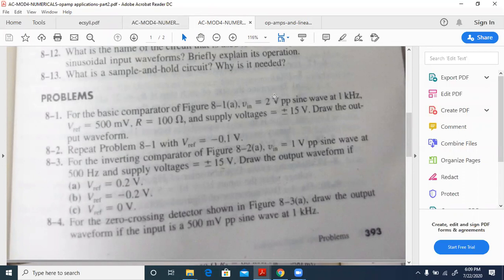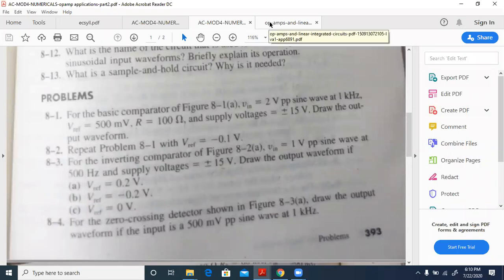So peak to peak is 2 volts, means positive from -1 till +1. From -1 till +1, peak to peak will be 2 volts. So single peak will become 2 Vmax is equal to VPP. VPP is 2 Vmax. Vmax will be equal to 1 volt. And the value of V reference is 500 millivolts, that is 0.5 volts. So this is 0.5 volts. Vmax is 1 volt. So if you go back, R is given and supply voltage is given, that has no meaning at all. Draw the output waveform is what we want.